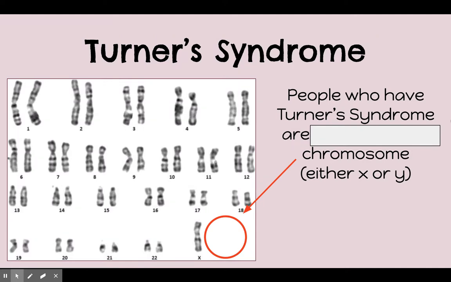This is another example of a karyotype of someone who has a genetic disorder. This is Turner syndrome. People who have Turner syndrome are missing a 23rd chromosome. So they're missing either an X or a Y. This person has an X chromosome there, and so they will be female, but they just are missing that other one.